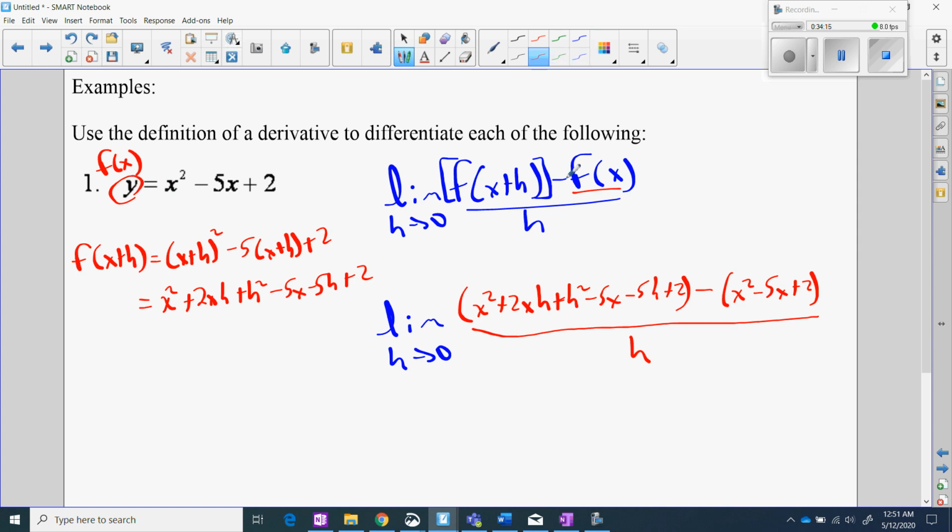Knowing what's supposed to happen will help you moving forward. Here's what's supposed to happen. Anything that doesn't have an h in it should end up crossing each other out. And if that doesn't happen, something's gone wrong. This is what I mean by that.